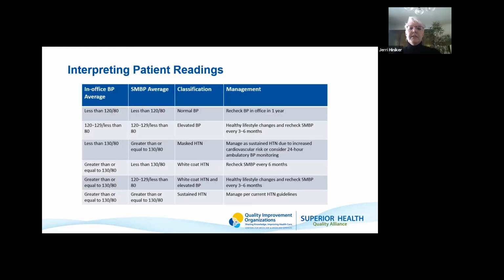And this slide shows us how you can interpret those readings when you get them. Again, a lot of this is things that we've talked about in some of our previous sessions. But if a patient has a blood pressure reading when they're in the office, so all these readings are in the office, if it's 120/80, you know what? You just need to recheck them in 1 year. So if you've got a patient whose systolic is 120 to 129, but their diastolic is less than 80, that's an elevated blood pressure.